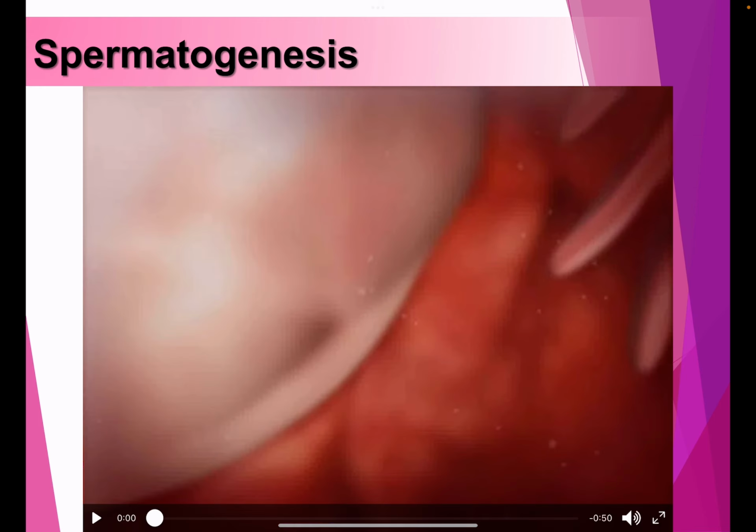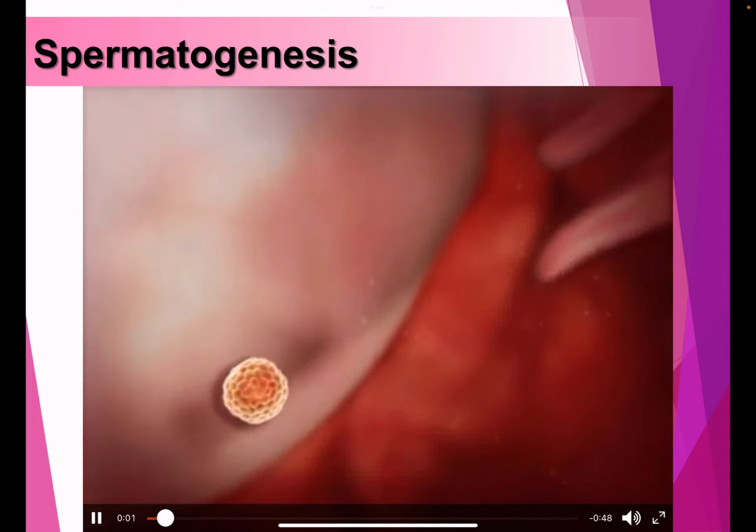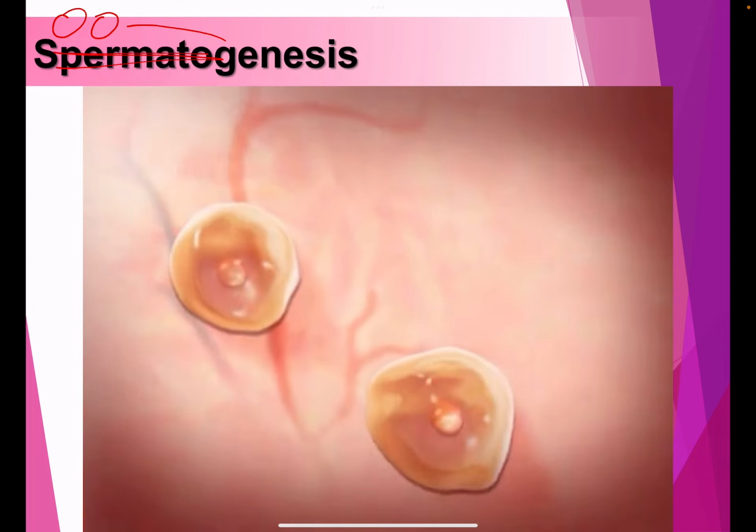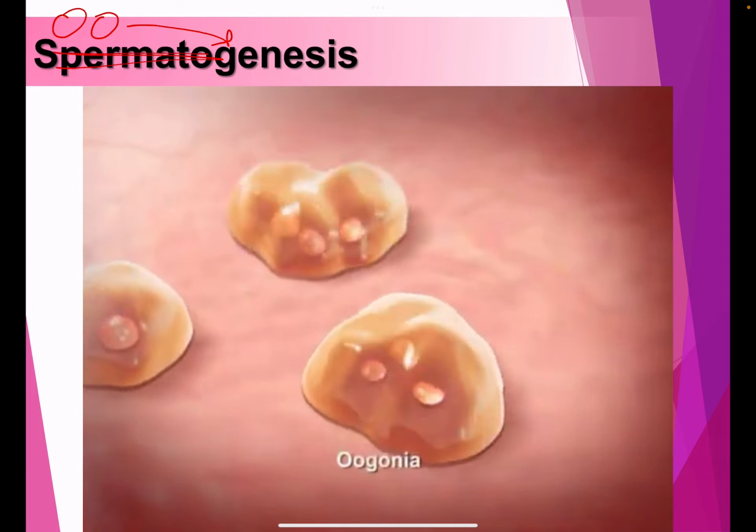Here's a quick animation video. The ovaries produce secondary oocytes, the female sex cells. During fetal development, stem cells called oogonia go through mitosis.